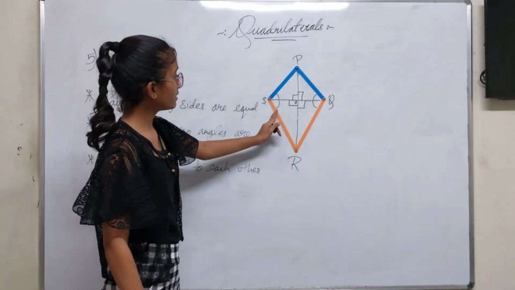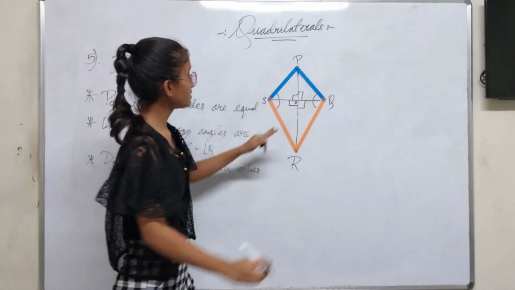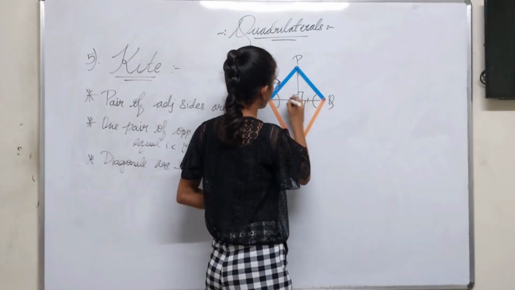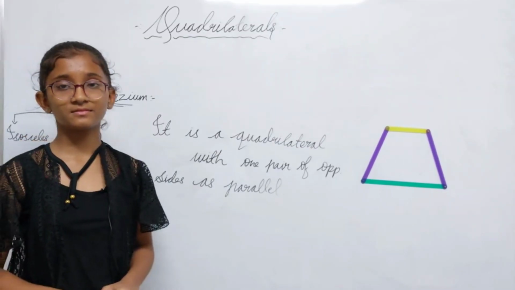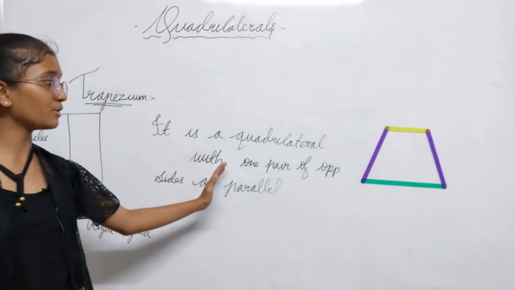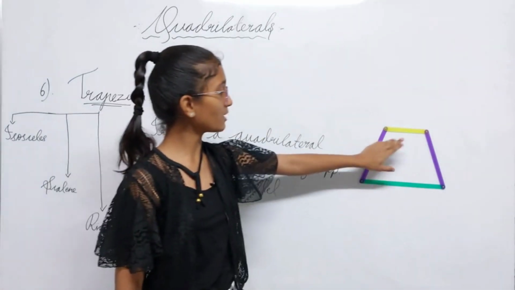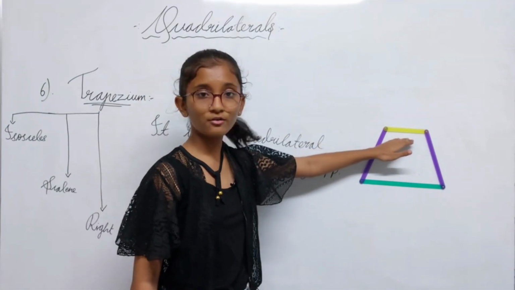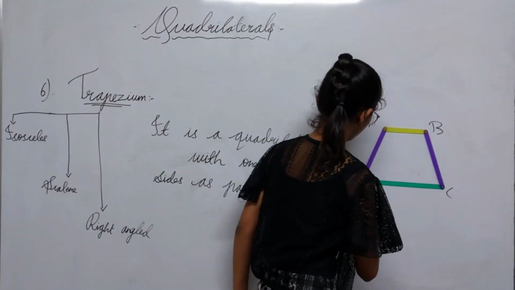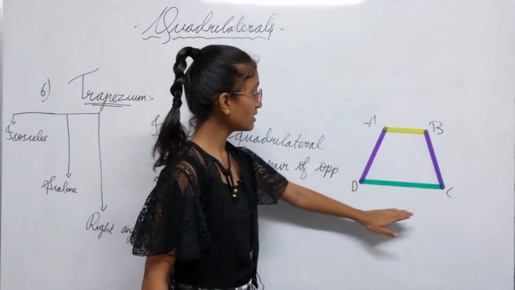And in a kite, the longer diagonal will bisect the shorter diagonal, which means PO will be equal to OQ. So next comes the trapezium. A trapezium is a quadrilateral with one pair of opposite sides parallel. Here one pair of opposite sides are AB and CD, which means AB will be parallel to CD.